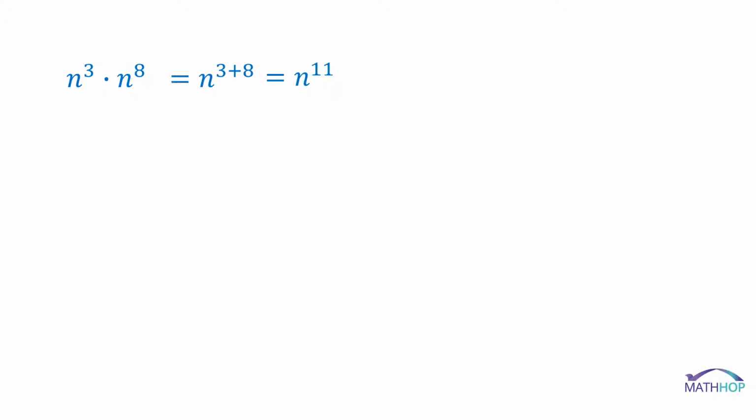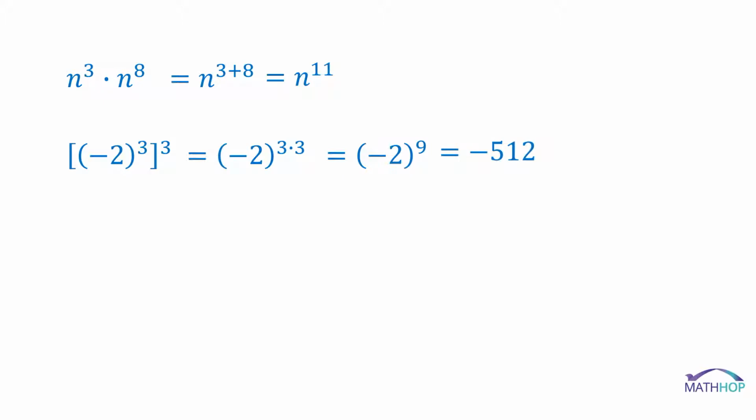All right, next one, we have the quantity negative 2 cubed, and then this entire thing cubed. So let's first use the power of a power rule before we freak out about the negative 2. So this can be rewritten as negative 2 to the 3 times 3, which is negative 2 to the 9th. Now we have an odd number of negatives. We are multiplying 9 factors of negative 2, and 9 is an odd number. We get negative 512.